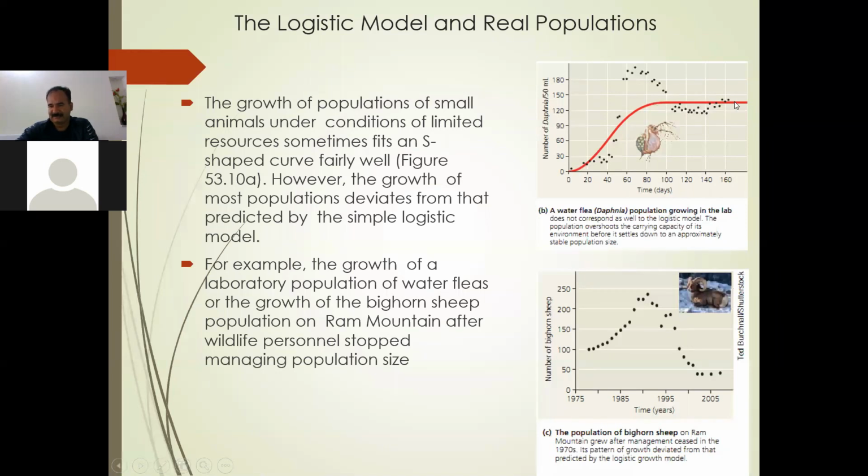After 80 days this population will become stable and it will maintain around 135 individuals within the population. In the beginning, you can observe that population was raised up to 180. Ye 180 tak pahunchi. Then food was limited and competition among the individual was started and its population was dropped down.